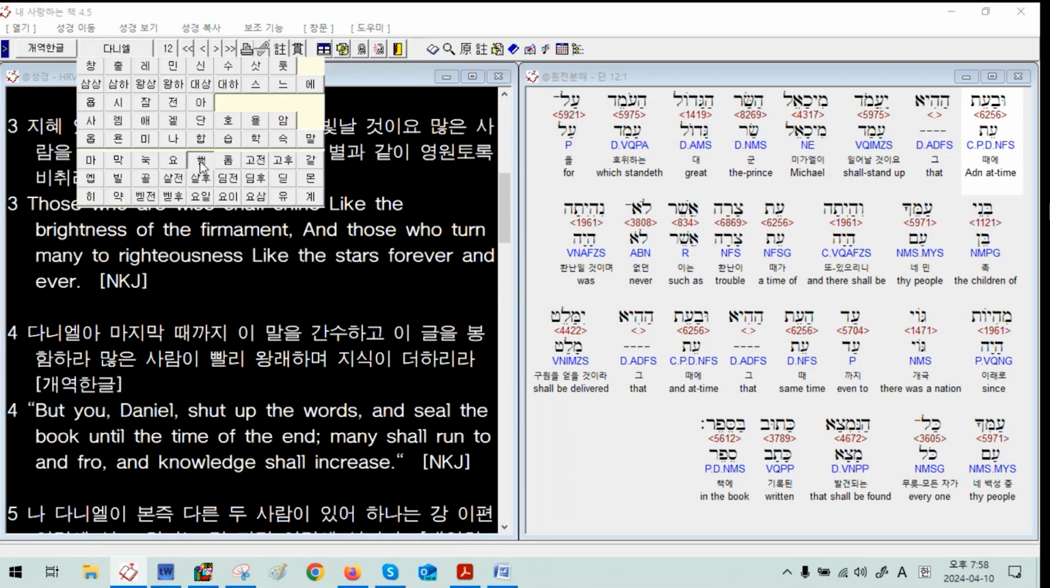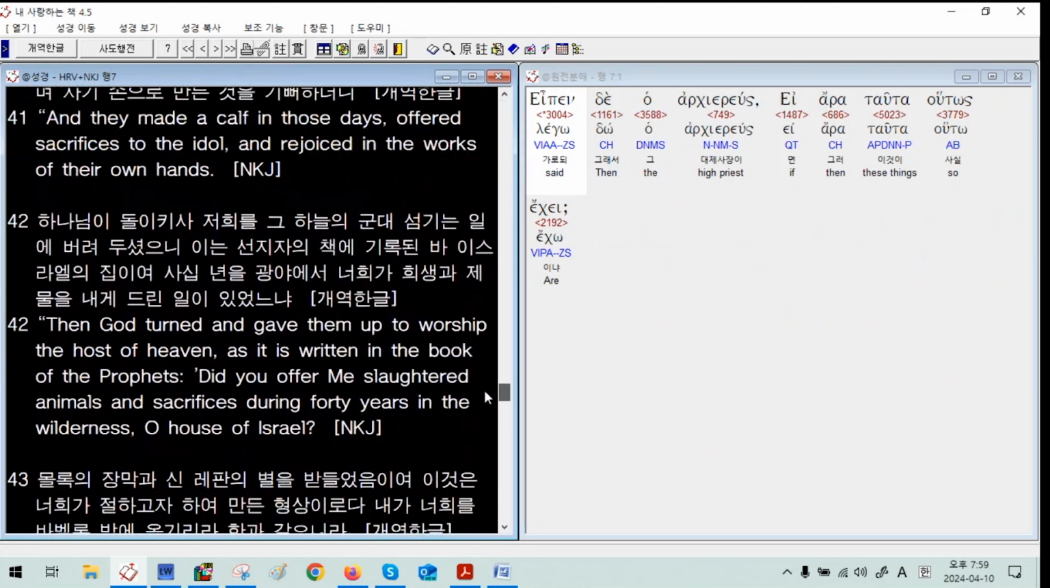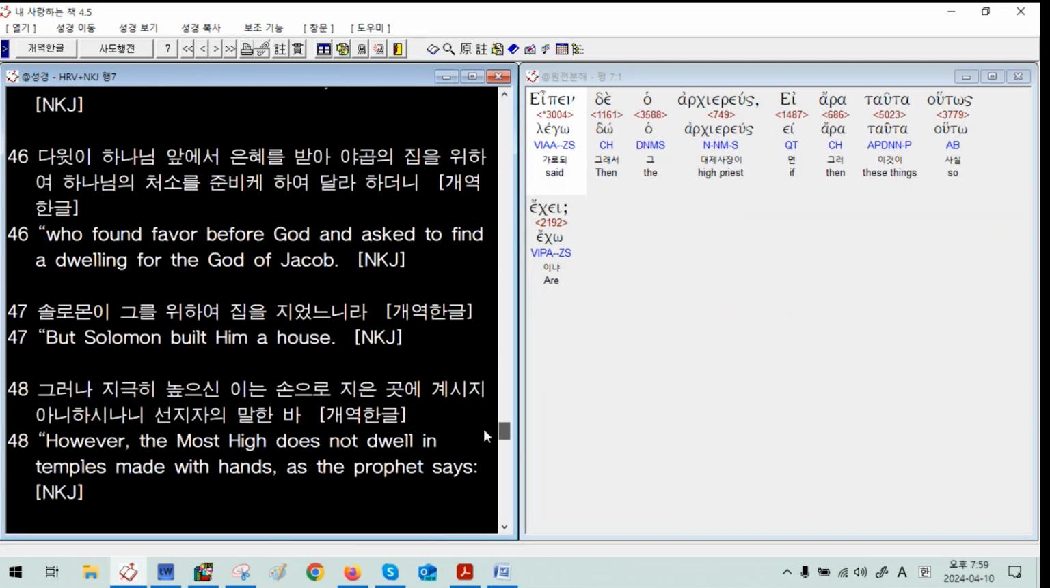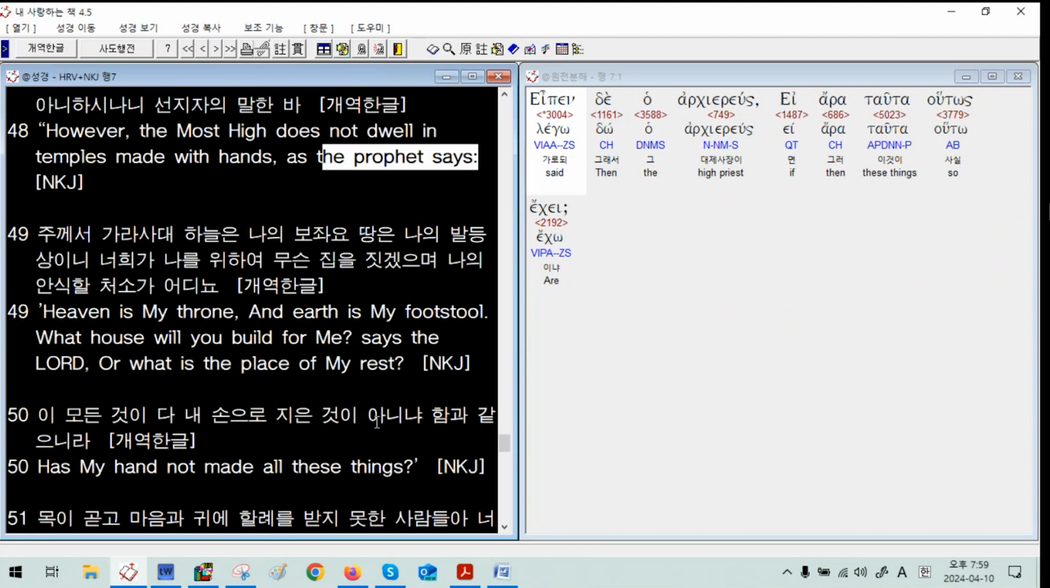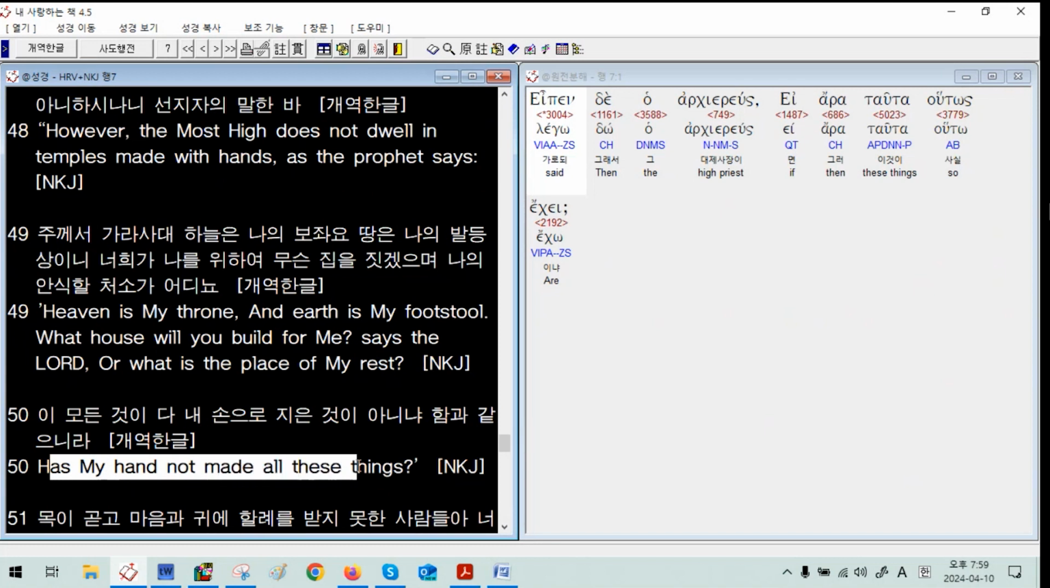That's why when we go to the New Testament, Acts chapter 7, coming down to verse 47: Solomon built him a house for the Jehovah God. However, the Most High does not dwell in a temple, which is a man-made house made with hands, as the prophet Isaiah said there. Heaven is my throne, earth is my footstool. What house will you build for me, says the Lord, or what is the place of my rest? Has my hand not made all these things?